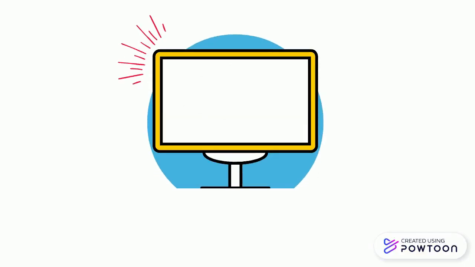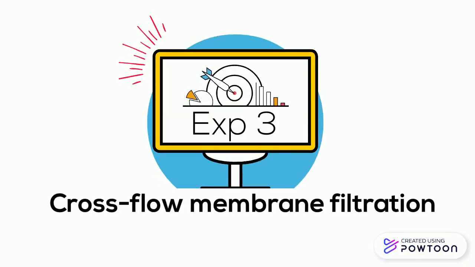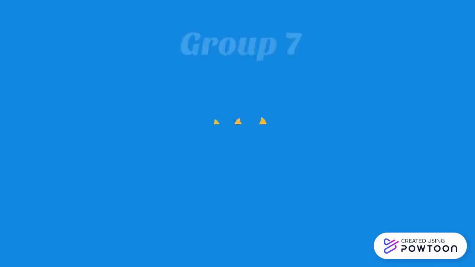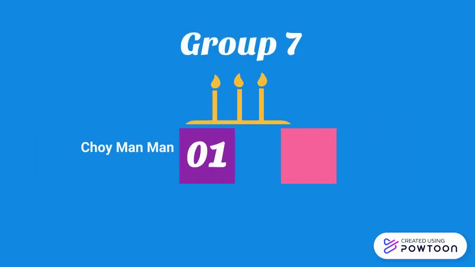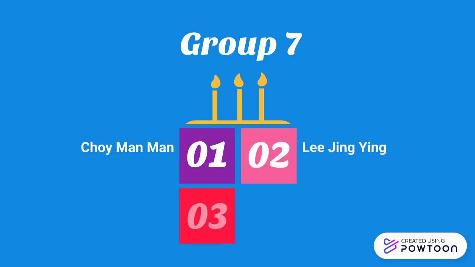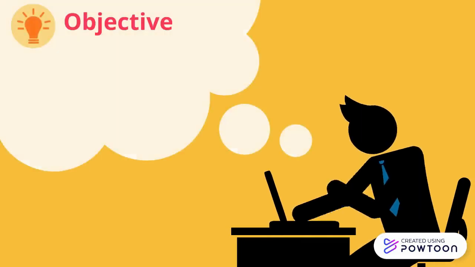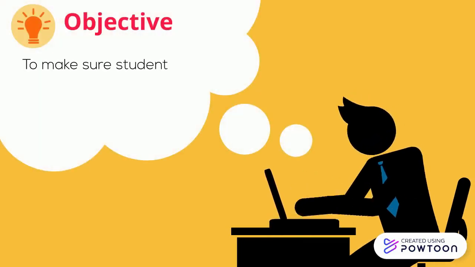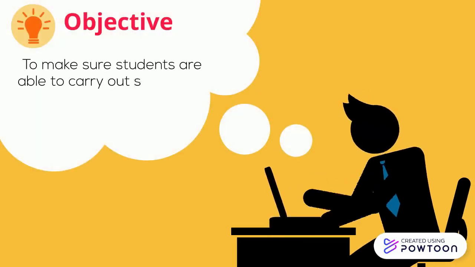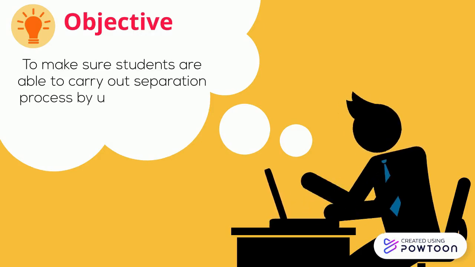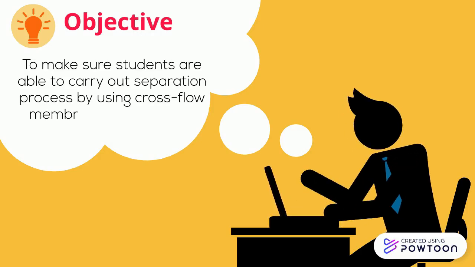This video is about Experiment 3, Cross-Flow Membrane Filtration. It was created by Group 7, which includes Choi Man, Li Jingyi, Dan Yiqing, and Wong Ruifang. The objective of this experiment is to make sure students are able to carry out separation processes by using a cross-flow membrane filtration unit.